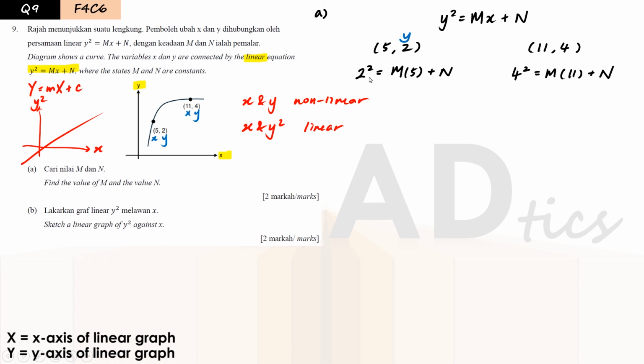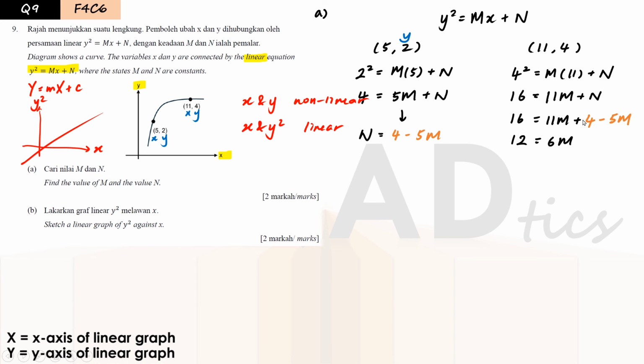Now let us simplify the things on the left side for both equations. For the first equation, let me rearrange a bit to leave n on the left side, everything else to the right side. Why I do this is because I can substitute n with this value in the second equation. So this n will become 4 minus 5m. And now I can simplify this equation to find the value of m. Here 11m minus 5m will be 6m. And the 4, I will move it to the other side, so here will be 12.